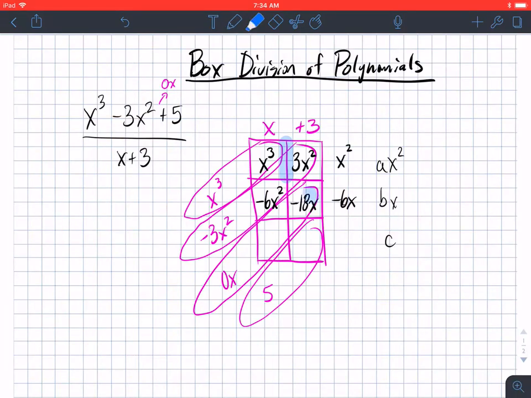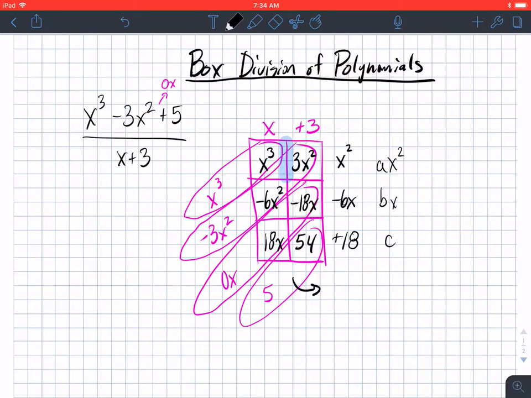Then we say negative 18x plus what equals 0x? That has to be positive 18x. Same process. We have x on the top. x times what equals 18x? That would be 18. And then 18 times 3 is 54.